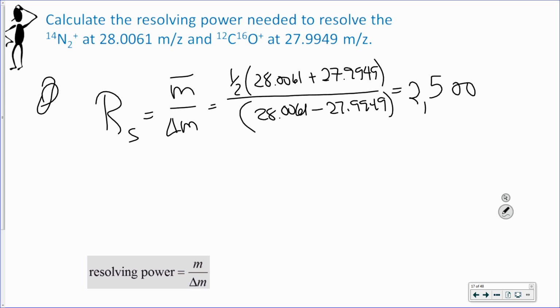So to resolve those two low molar mass compounds, you need an instrument with a resolution of 2,500.